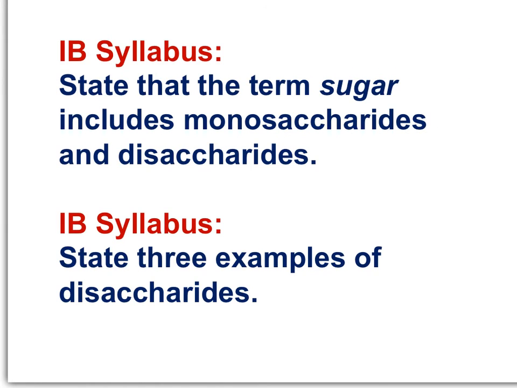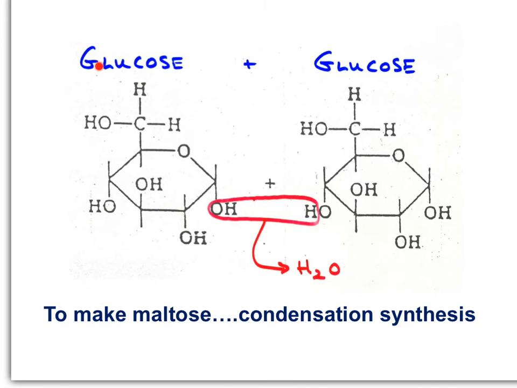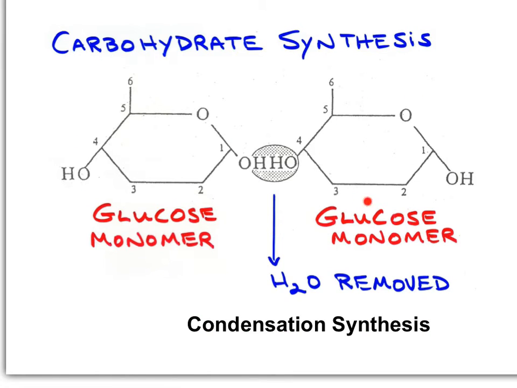Here are two important IB syllabus statements. State that the term sugar includes monosaccharides and disaccharides. State three examples of disaccharides. Glucose and glucose join through condensation synthesis to form maltose. Maltose is the third disaccharide I've put before you in this movie. Monosaccharides, recognized here by the hexagonal structure of glucose, join to form disaccharides.